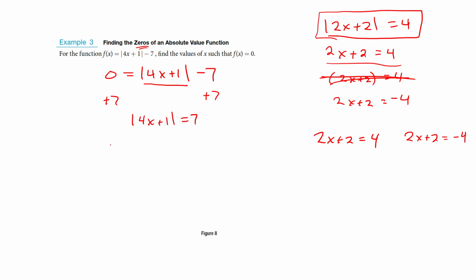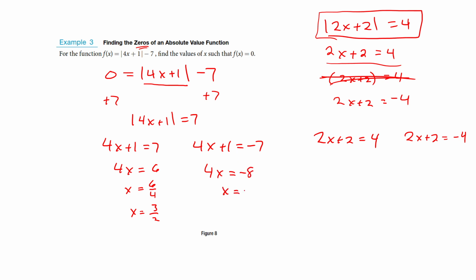All right, now let's solve this. I've got 4x plus 1 equals 7, and now we're going to do the trick. We're going to solve it twice. 4x plus 1 equals 7, 4x plus 1 equals negative 7. Now I'm going to jump it, so it'd be 6 over 4, which would be 3 halves. Okay? Now how about here? 4x equals negative 8, x equals negative 2.